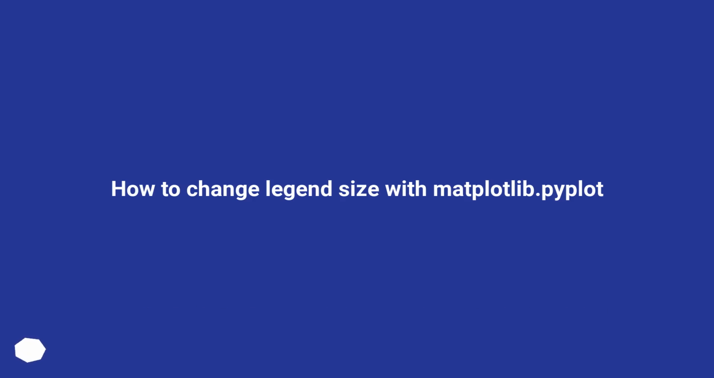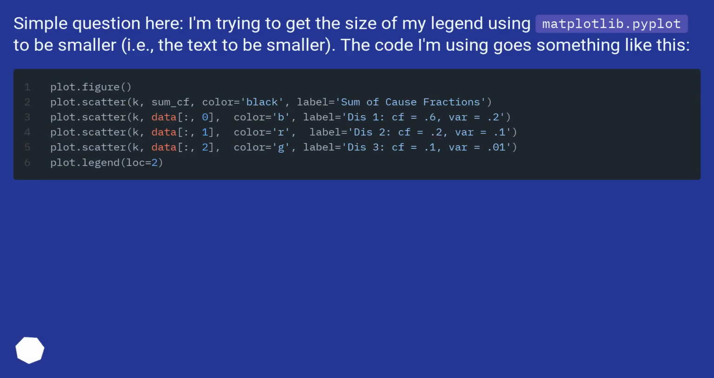How to change legend size with matplotlib.pyplot. Simple question here. I'm trying to get the size of my legend using matplotlib.pyplot to be smaller, i.e., the text to be smaller. The code I'm using goes something like this.